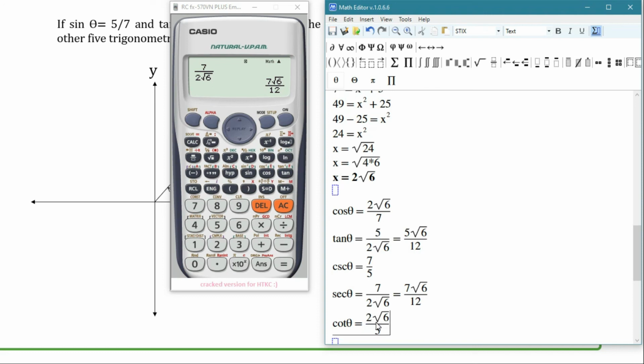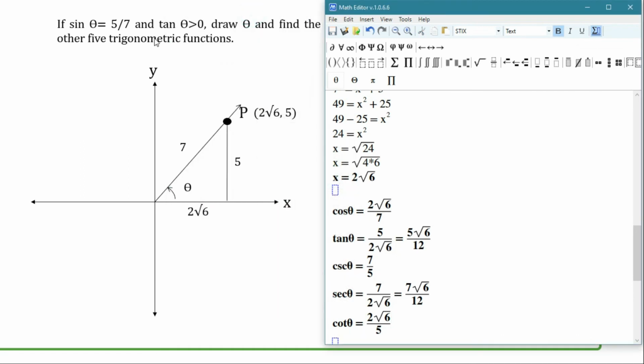Alright, so here are the different trigonometric functions we can derive from our given problem. Let us check this one. We said that tangent should be positive. Is tangent positive? Yes, it is. And so is its reciprocal. So we have just found the other 5 trigonometric functions to our problem.